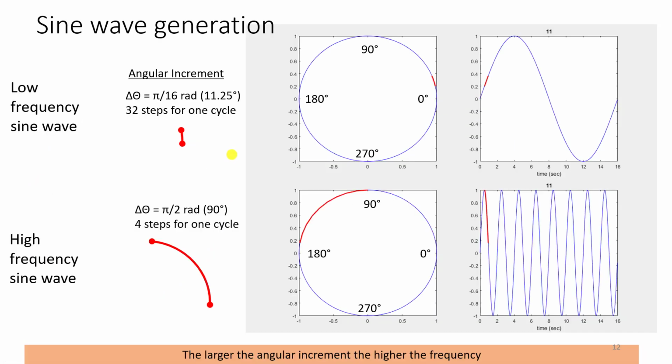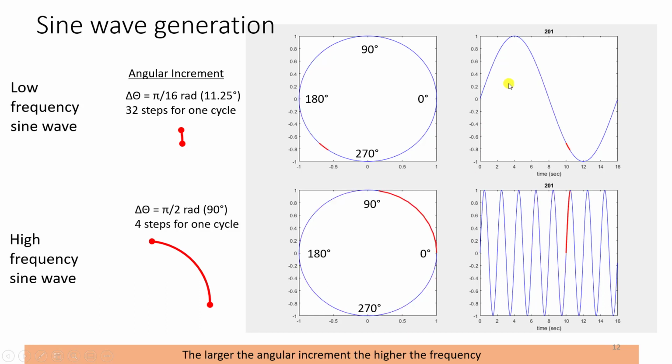And we can see this right here, that if we have a small step size, in this case an angle of 11.25 degrees or pi over 16 radians, we generate a lower frequency if we compare it to a much larger step size, in this case 90 degrees or pi over 2 radians. Over the same time interval we have a much lower frequency compared to a much higher frequency, controlled only by the step size.